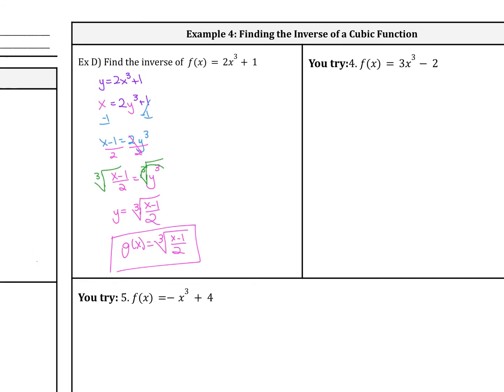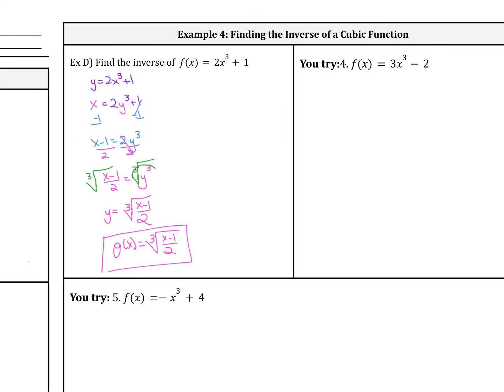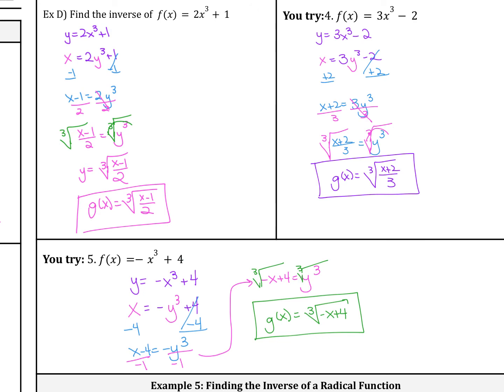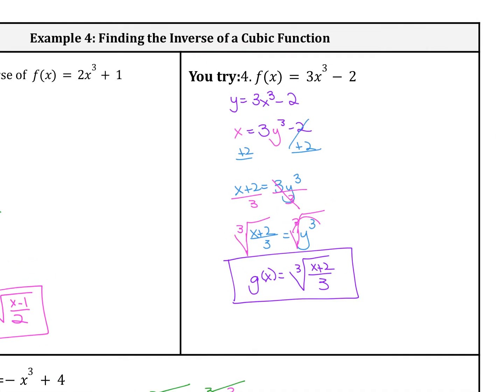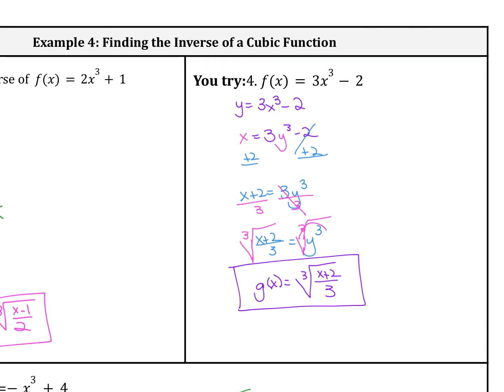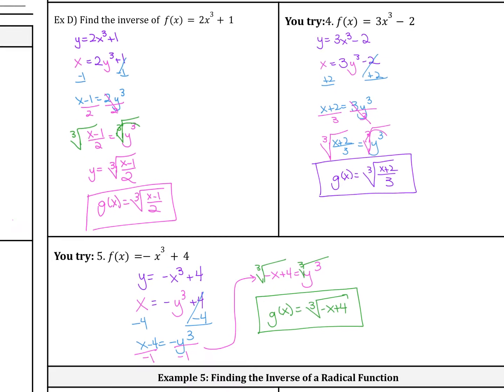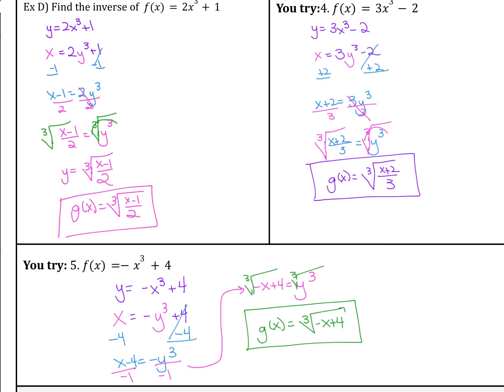So try these two examples here. Pause the video and try it out. Okay, if you try these examples out, for number 4, you would get g of x equals the cube root of (x plus 2) over 3. Then for number 5, you would get g of x equals the cube root of negative x plus 4.